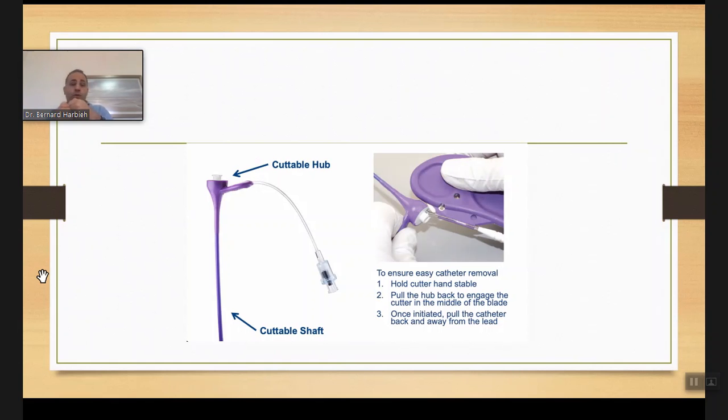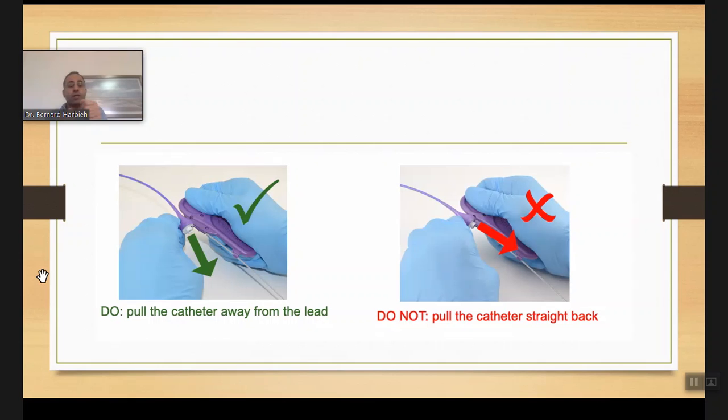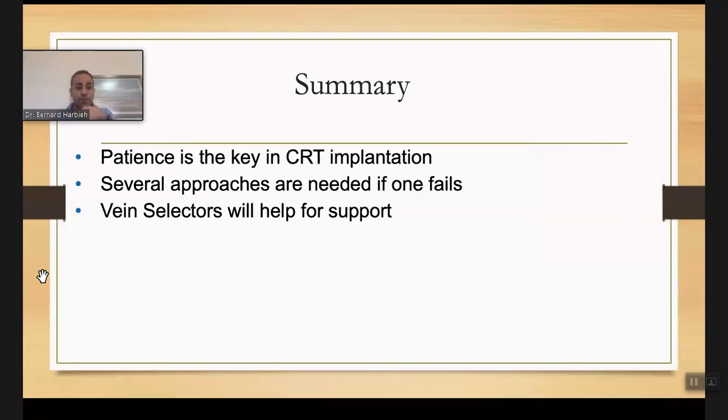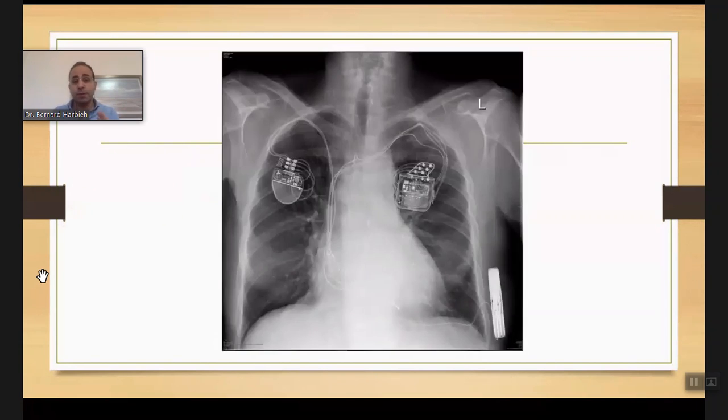And once initiated, you pull the catheter back and away from the lead, not towards the lead. If you pull the catheter straight back towards the lead, you're going to pull the whole system out. It's very important to pull the catheter away from the lead. So this is important. Patience is the key in CRT implantation. There are several approaches needed. If one fails, a vein selector helps for support.